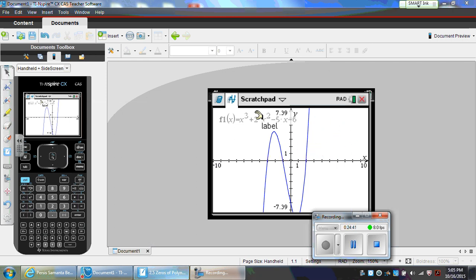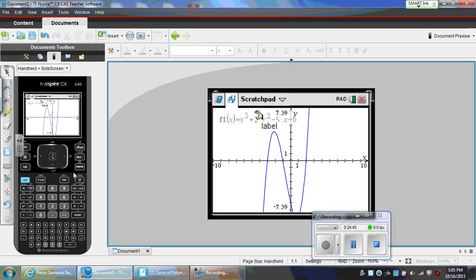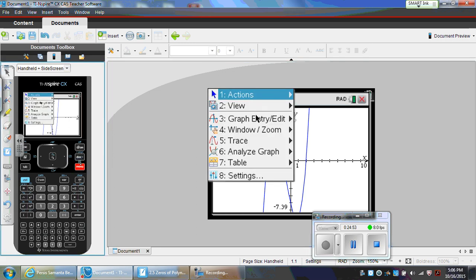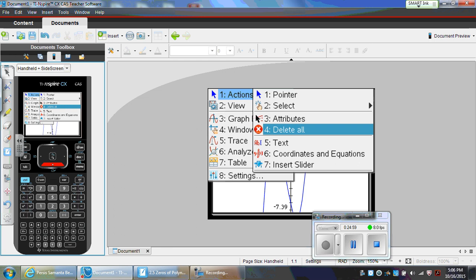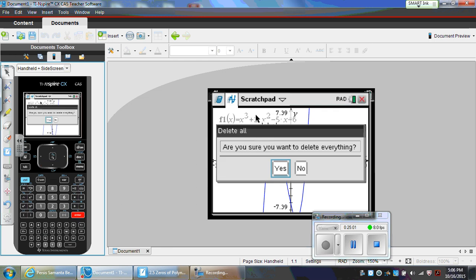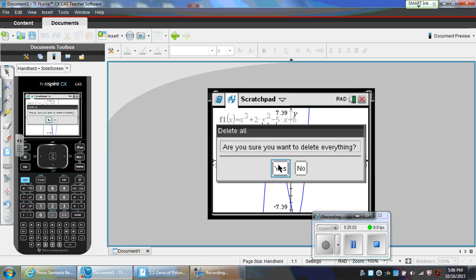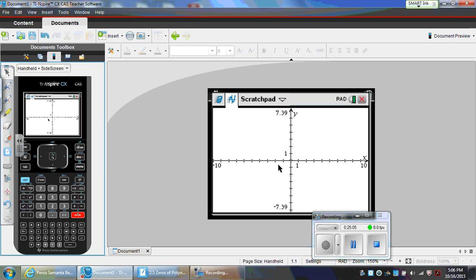So I'm going to delete this graph. Remember, you can press the delete button and hold it until, well, it's not working. So I guess I can go to menu, actions, and then delete all, and then to enter a graph, press tab.